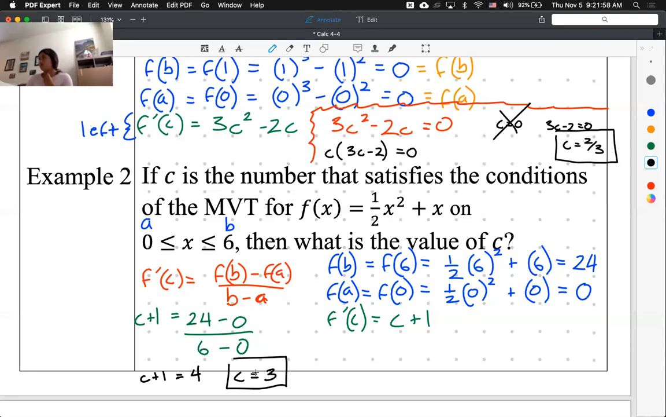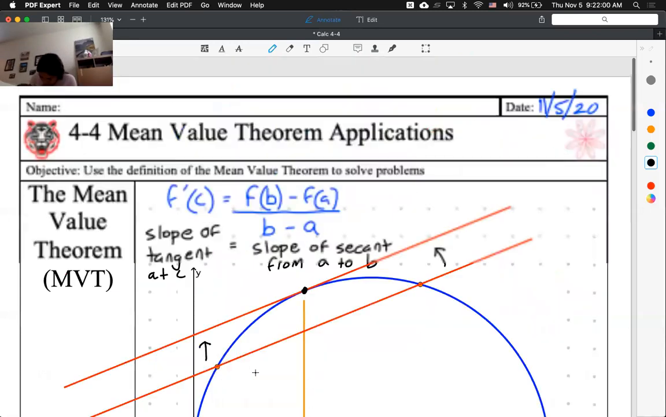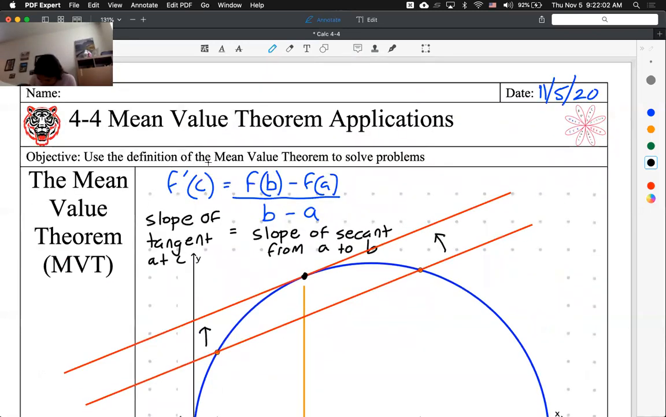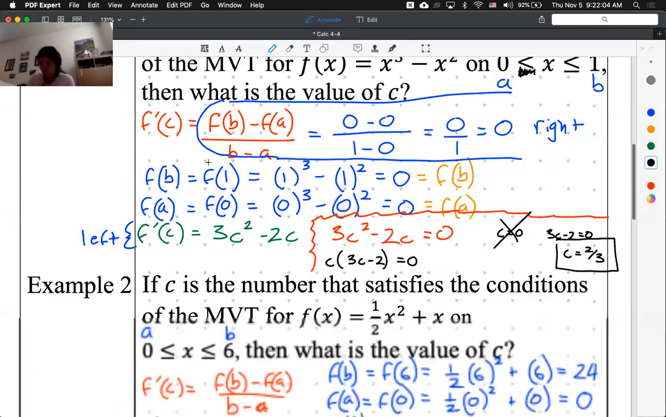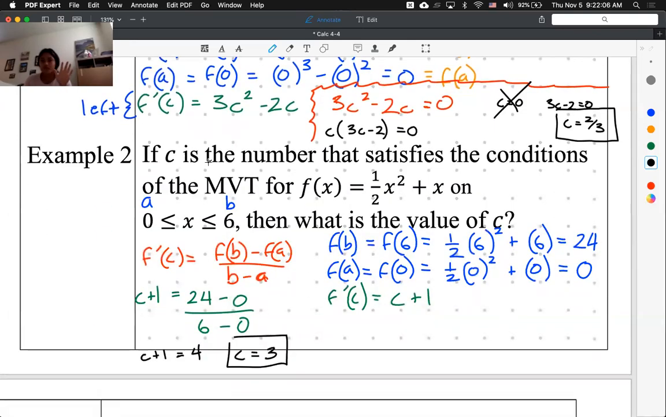Cool. That's it for the lesson. Give me a fist of 5 on our objective today. How well can you use the mean value theorem to solve problems? 4, 4, and 5. All right, thanks. That's the end of the lesson then.